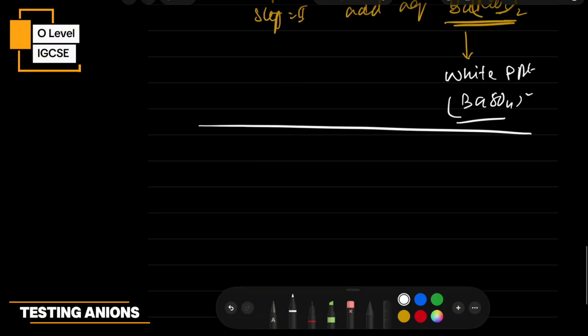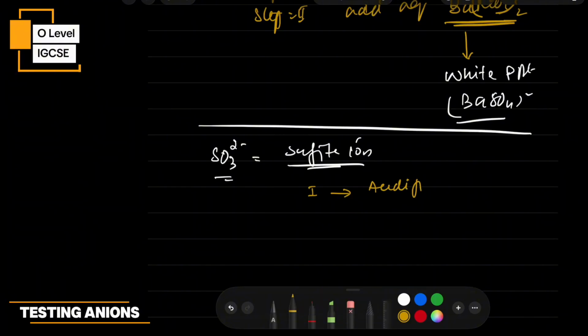Come towards the test for the SO3 2- ion, the sulfite ion. In this case, we are going to use a different method. In the first step, we are going to add acidified KMnO4. And you know the color of KMnO4 is purple.